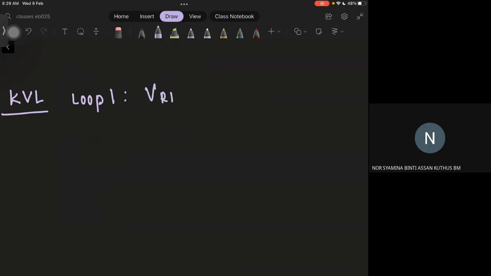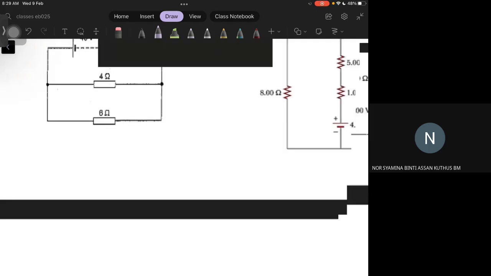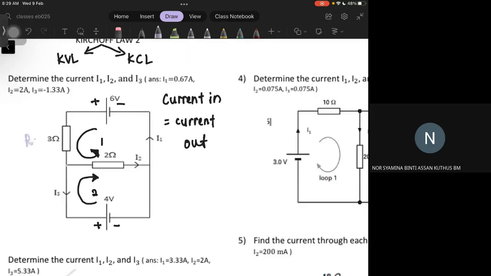VR1 plus VR2 minus your voltage source equals to 0. Sorry, saya lupa label dekat sini. Saya assume yang 3 ohm ini adalah R1. Yang 2 ohm ini adalah R2.